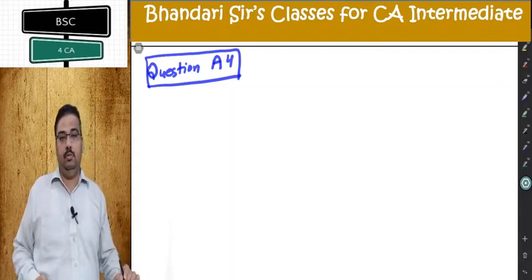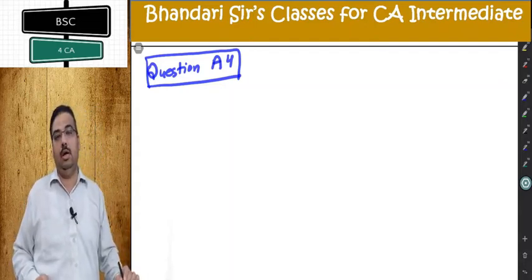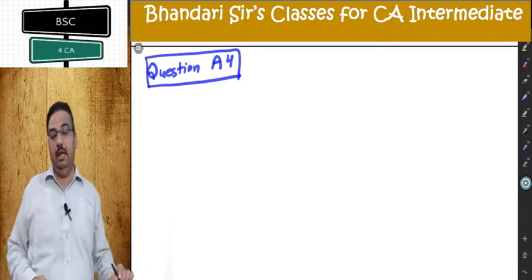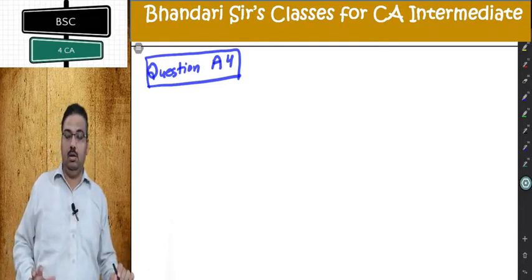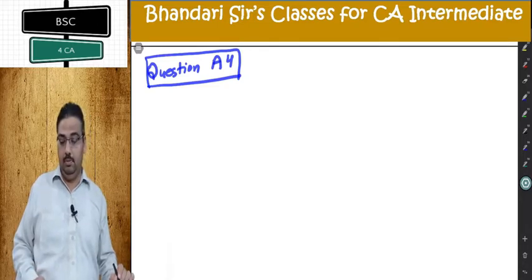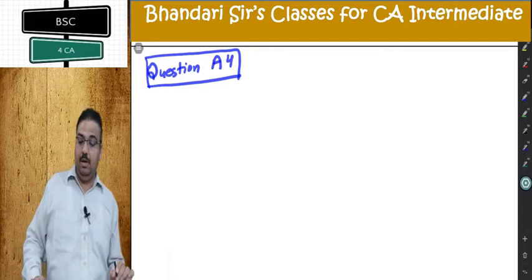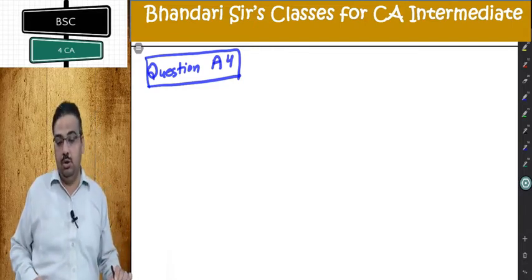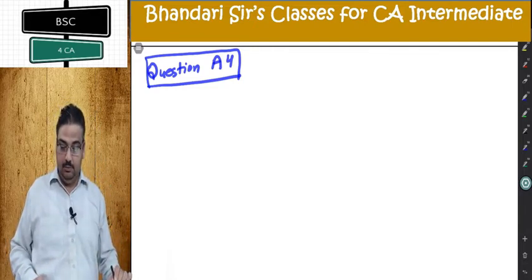Hello friends. The next question I take up in marginal costing is A4. Another question, very easy, having few parts. Last part will be the main part to understand. It starts by telling me the annual production of 1,50,000 units.